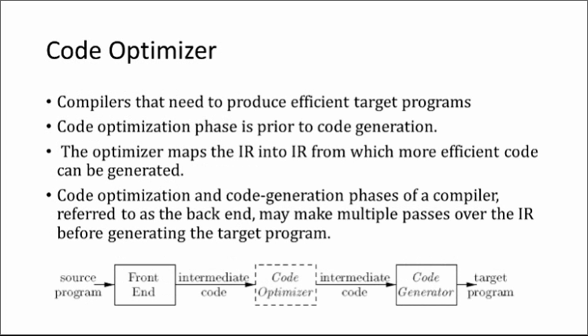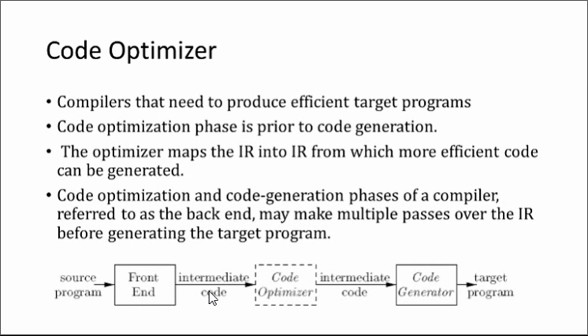So what is a code optimizer? As we have seen, the compiler converts the high level language program into the target program, that is machine code. We have seen that the compiler goes through different phases. The lexical analyzer, syntax analyzer, semantic analyzer and intermediate code generator are called the front end, and the back end is the code optimizer and code generator. Code optimization is nothing but the phase prior to the code generator.